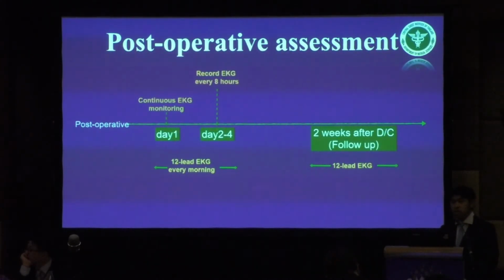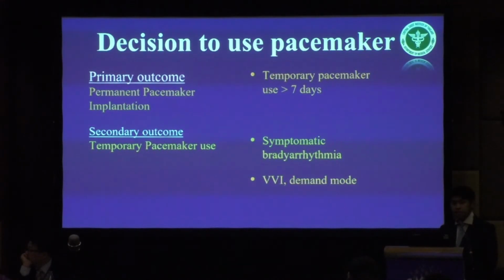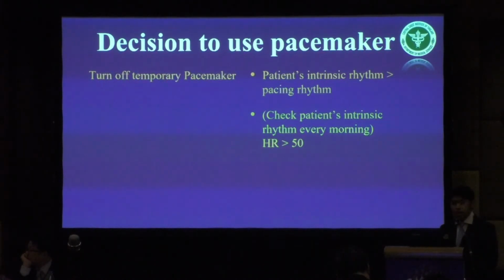On the first day, we monitor the EKG continuously, and for the next 3 days, the nurse records the EKG every 8 hours. Then we follow up the patient at 2 weeks and perform a 12-lead EKG. If the patient has symptomatic bradyarrhythmia, we put the patient on a temporary pacemaker. And if the patient needs a temporary pacemaker for more than 7 days, we consult the cardiologist for permanent pacemaker implantation. If the patient's intrinsic rhythm is faster than the pacing rhythm, or in the morning round, we turn off the pacemaker to see the patient's heart rate. If it's more than 50, we decide to turn off the temporary pacemaker.